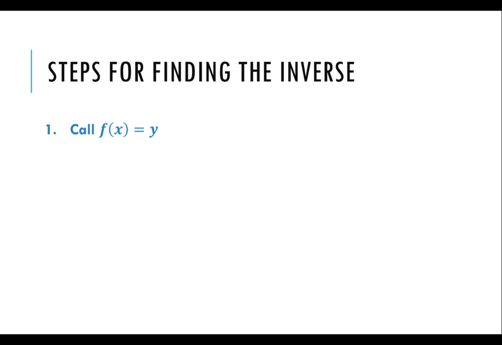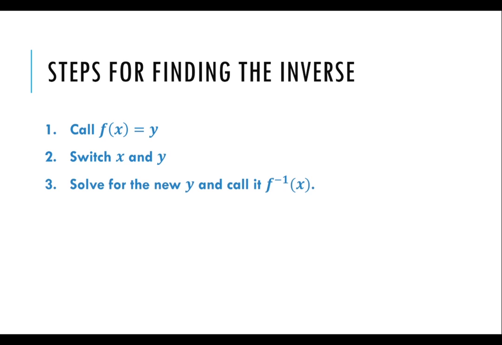Now algebraically, if we're trying to find the inverse, what should we do? First off, call f of x y. Then you're just going to swap the variables x and y. For every x, call it y. For every y, call it x. Then you're going to solve for the new y, and then you'll call that f inverse of x.